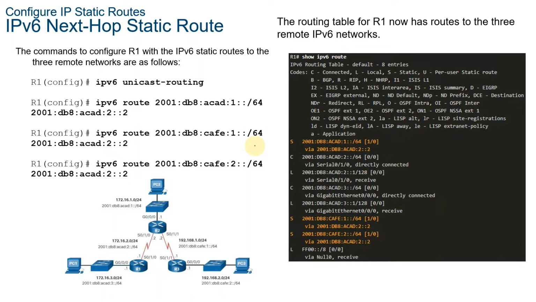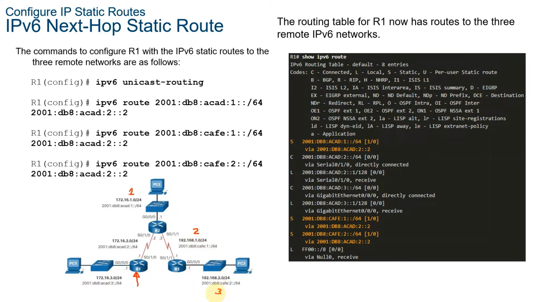How about the IPv6 next hop static route? It works the same as IPv4. Again, considering this topology, the commands to configure R1 with the IPv6 static routes to the three remote networks are as follows. Again, we have to identify. We are on R1, which is where we're going to configure the routes. We first need to identify the remote networks. This is your first remote network, your second remote network, and your third remote network.